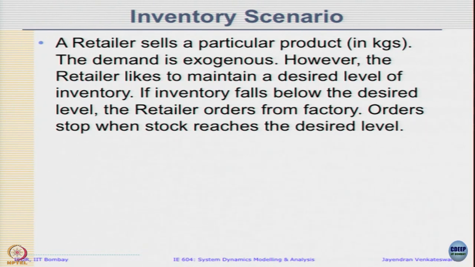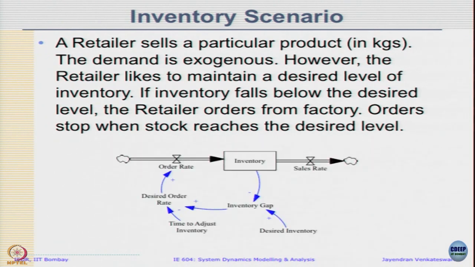A direct way, as we have built similar models earlier, is to model it as follows: the desired inventory is provided, the inventory gap is calculated by the retailer, who then decides the order rate depending on how long it takes to adjust the inventory, and accordingly the order is placed, and then inventory increases. Sales rate is exogenous to the inventory. So this is a typical negative feedback system, right, with an exogenous outflow. This is the model that we actually see here.